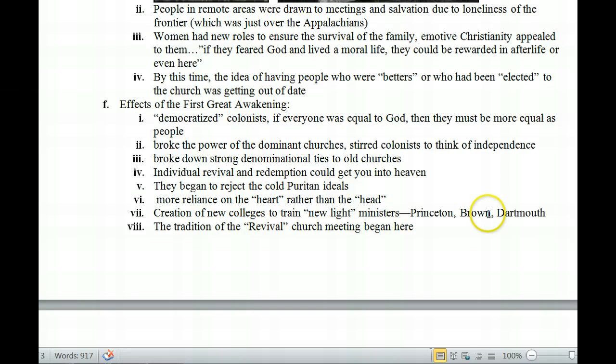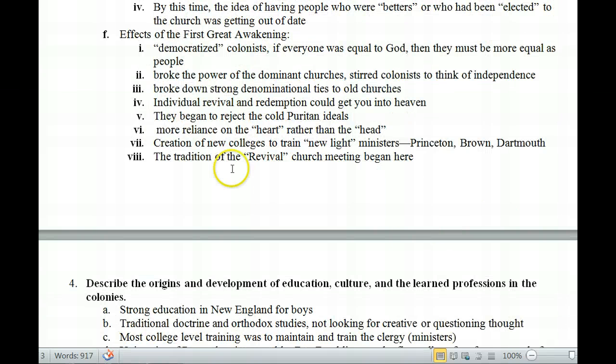Created new colleges to train these new ministers. I think you might have heard of Princeton, Brown, Dartmouth. Revivals began. The church revival, 3, 4, 5 days long. And that's it for those questions.